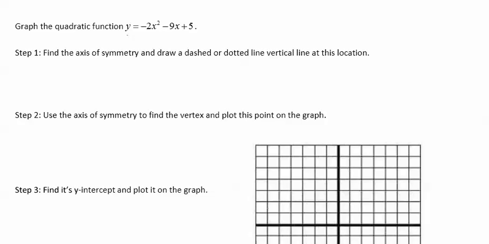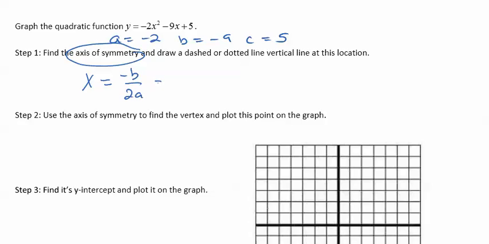Let's identify our coefficients first. So a, in this case, is negative 2, b is equal to negative 9, and c is equal to 5. Let's find our axis of symmetry using the equation x equals negative b divided by 2 times a. So negative 9 divided by 2 times negative 2, and that reduces to 9 over negative 4, which is about negative 2.25.